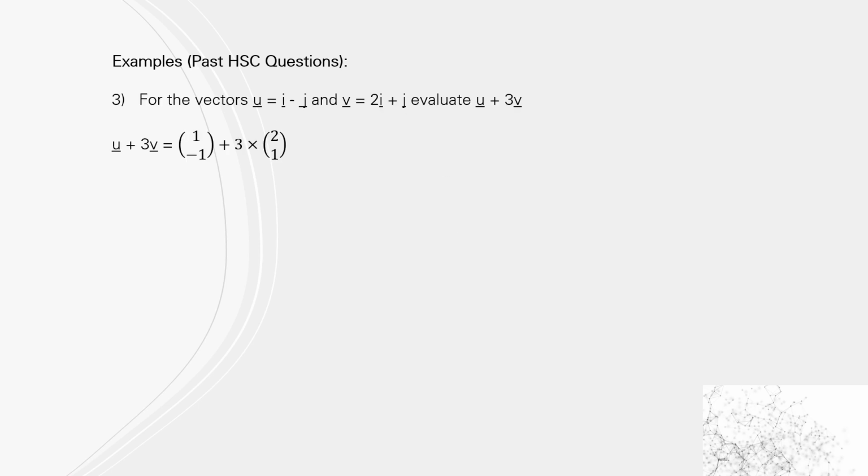Third one, let's write u and v as column vectors. So i minus j is (1, -1), and 2i plus j is (2, 1). And I want 3 lots of the vector v. So we are going to get, adding them together, (1, -1) plus 3 lots of (2, 1). And that gets us (7, 2).